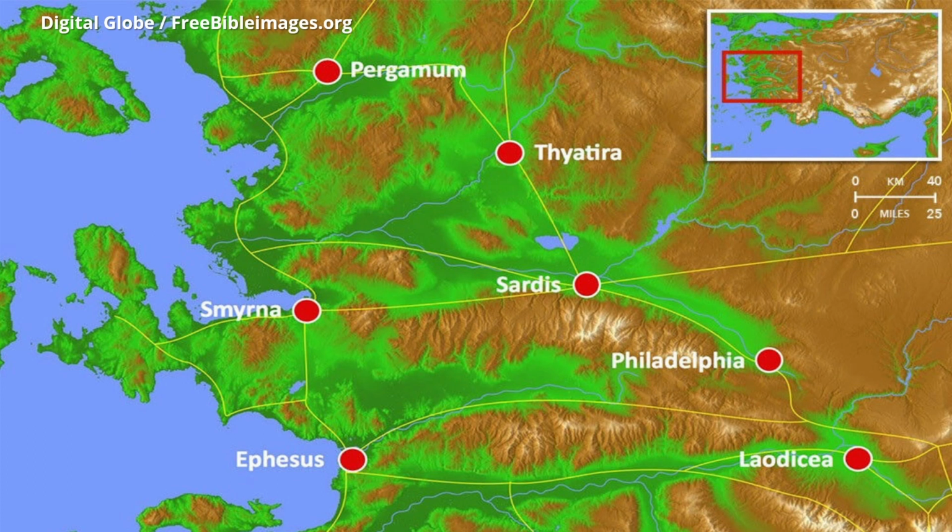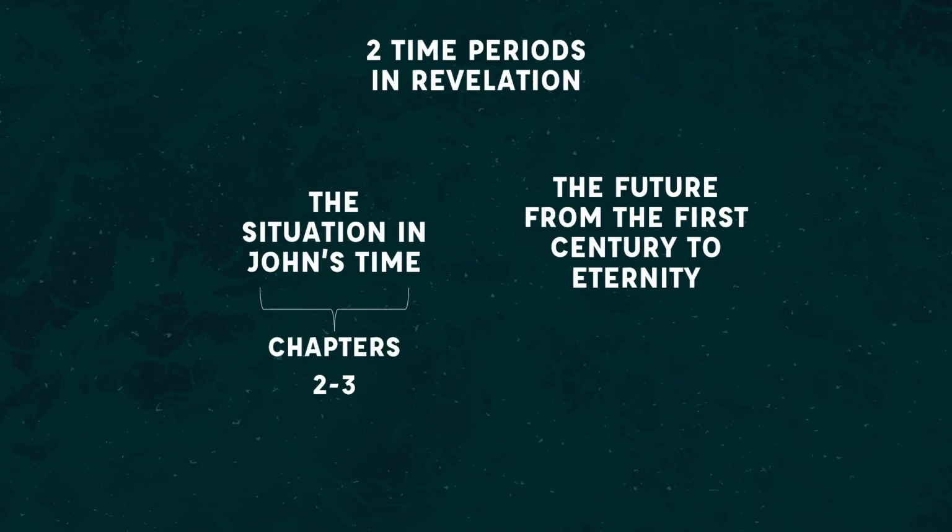Now, I'm also aware that these messages can also apply to certain time periods of church history and also to our own hearts, because we can each have something happening in our hearts that pertains to each of these churches. These messages can apply to all of our lives, right? But overall, this is what's happening in John's day in the first century. So this is why I say chapters 2 and 3 are the situation in John's time.